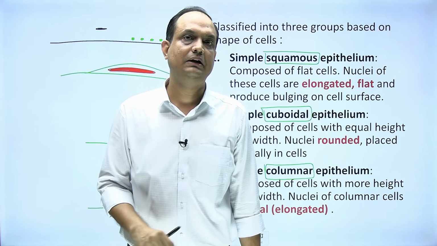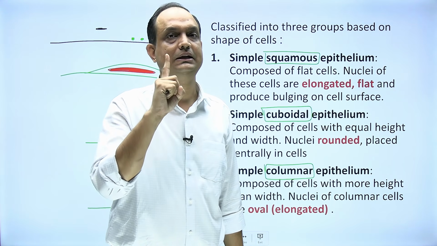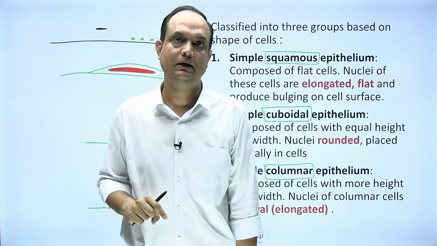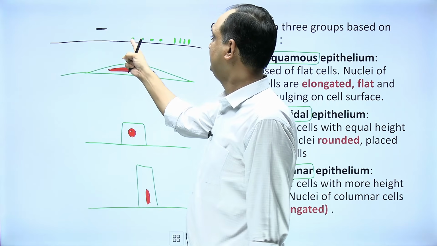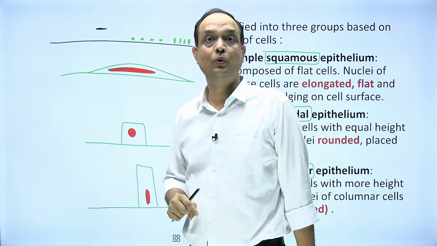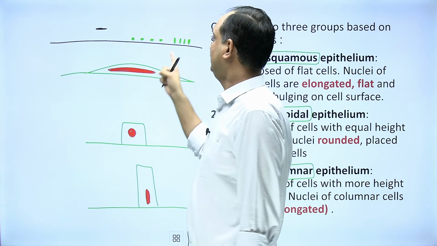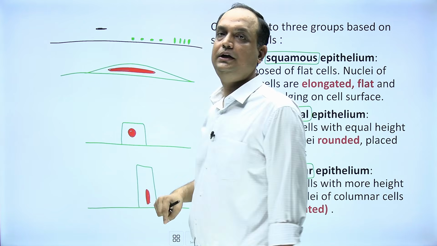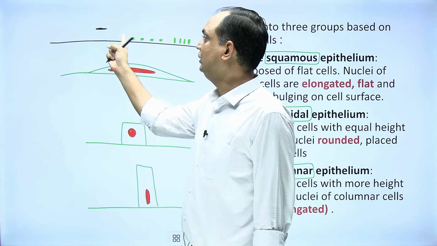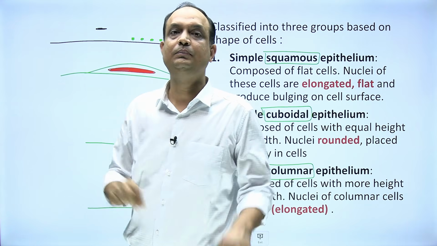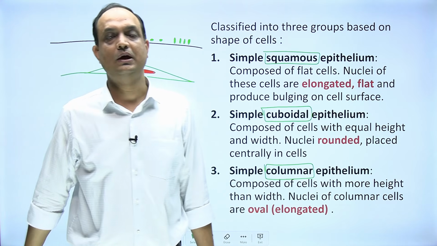And the only thing which you have to keep in mind is that we are talking about a single layer of the nuclei. So if it is a single layer and you are having all the round nuclei, cuboidal; all the elongated vertically oriented nuclei, columnar; and all the flat horizontally placed nuclei, simple squamous epithelium.